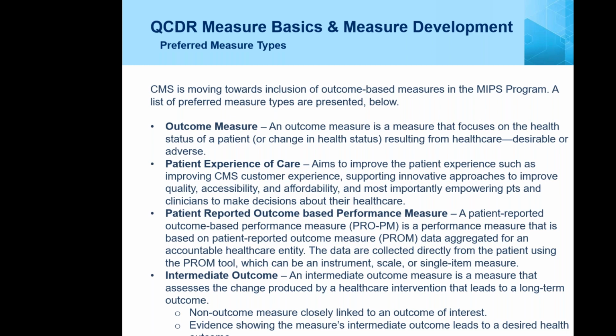And then there's an intermediate outcome, which is a measure that assesses the change produced by a healthcare intervention that leads to a long-term outcome. This is essentially a non-outcome measure, but it's closely linked to an outcome of interest. And there must be evidence showing that the measure's intermediate outcome leads to a desired health outcome.